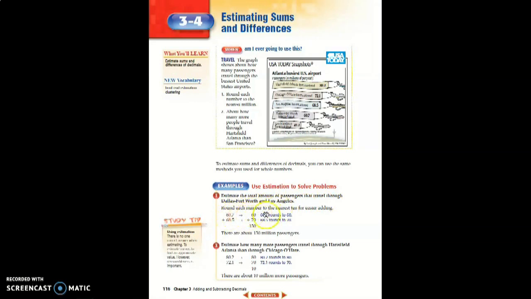Round each number to the nearest 10 for easier adding. There are about 113 million passengers. To estimate how many more passengers travel through Atlanta than through Chicago, there are about 10 million more passengers.